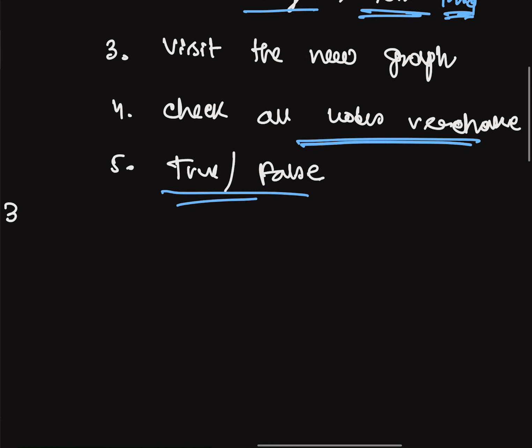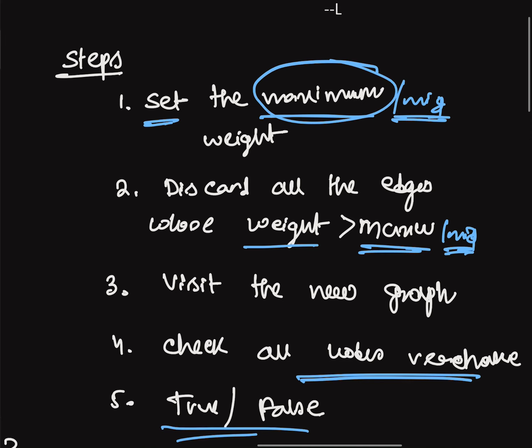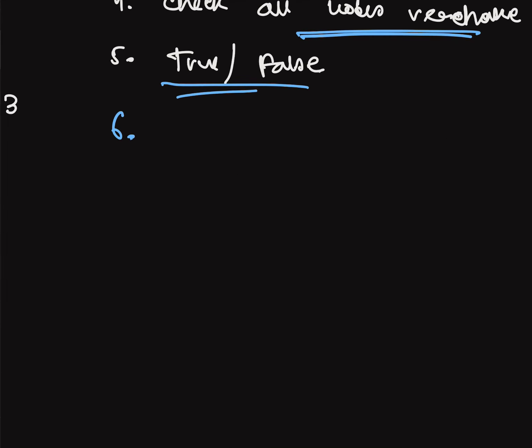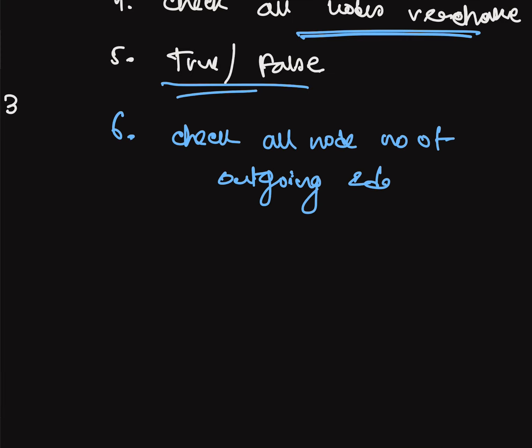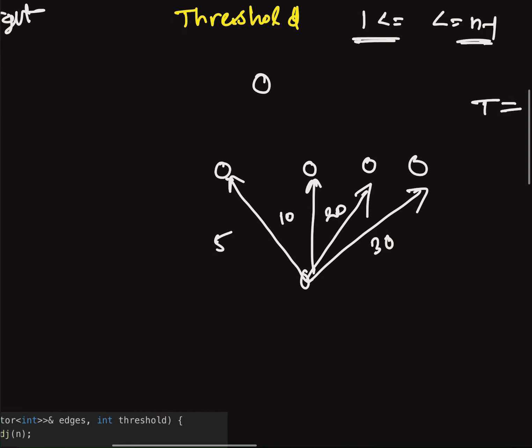Next, for the second condition, I have already set the maximum weight here, so the second condition is already handled. The third condition is that I have to check all nodes: the number of outgoing edges should be less than or equal to threshold, correct? I will check that, and I will also check whether this actually matters in this problem. Okay, how? Now let's go to the check.